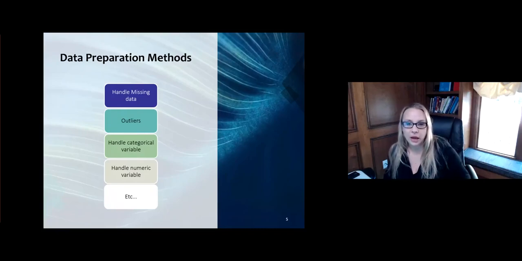So there are different types of data preparation methods that you might employ. One thing is you have to figure out what to do with your missing data, and we'll talk about that. There are problems with outliers and the negative effect that they can have on biasing some of the inferences that we would want to make from our results. There's the handling of categorical data variables. What do we want to do with those? What do we want to do with our numerical variables? Sometimes we need to do transformations, and so there's a lot of different things that we need to keep in mind when we're putting our data together.